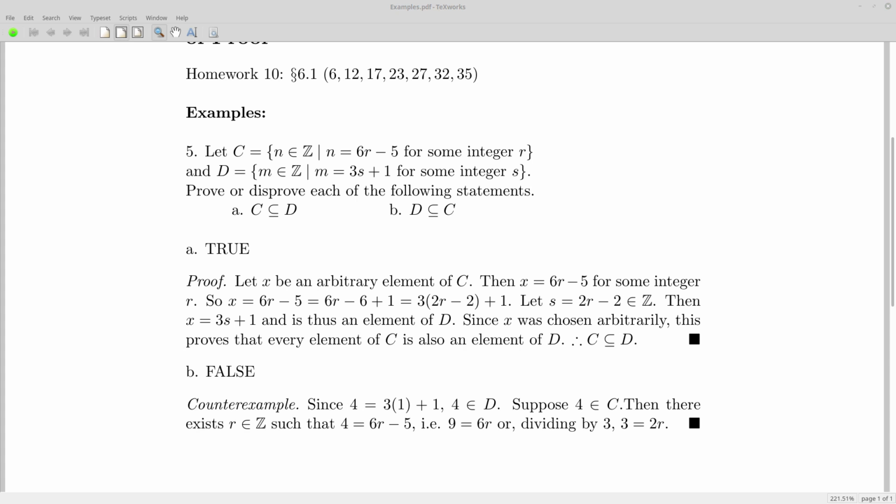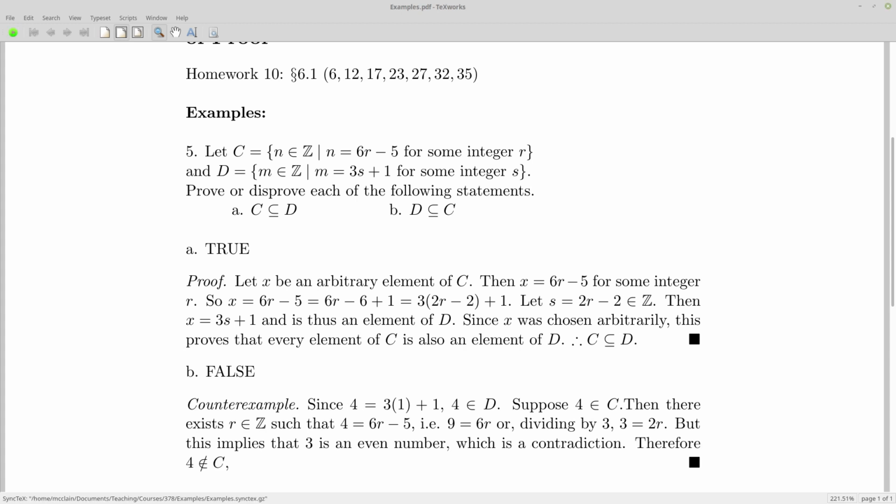Now, the textbook would divide by 2 and say r is 1.5 and not an integer. That's not my preferred way to do things. I will point out that this implies that 3 is an even number, and that's a contradiction. And therefore, 4 is not in C, and it follows that D is not a subset of C. All right, and so that establishes the answers for number 5, A and B.